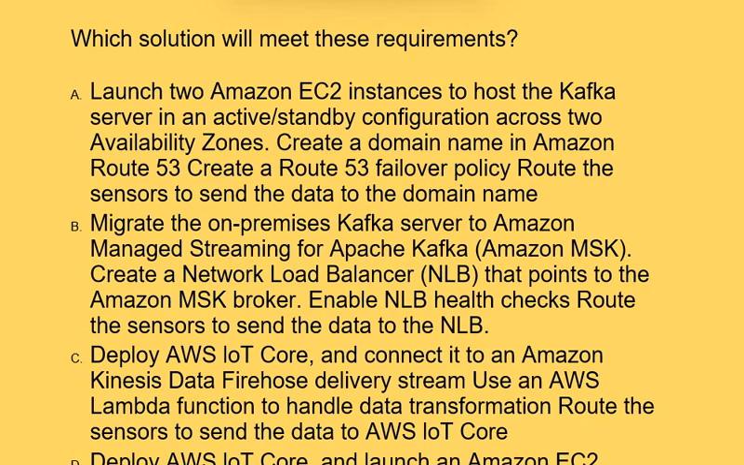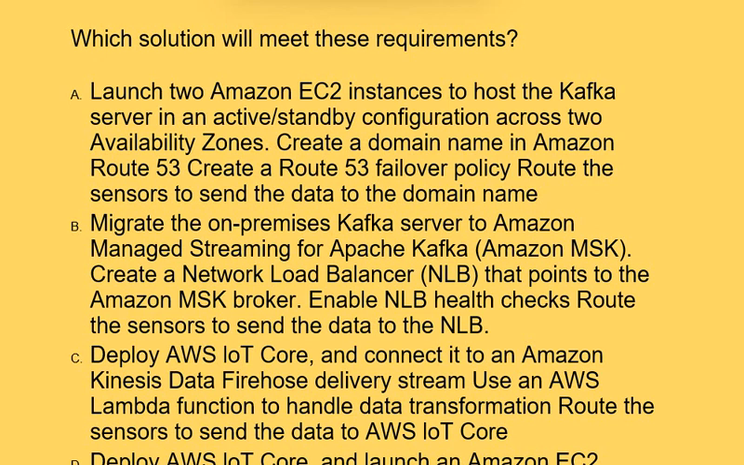Option B, migrate the on-premises Kafka server to Amazon Managed Streaming for Apache Kafka, Amazon MSK. Create a Network Load Balancer, NLB, that points to the Amazon MSK broker. Enable NLB health checks. Route the sensors to send the data to the NLB.